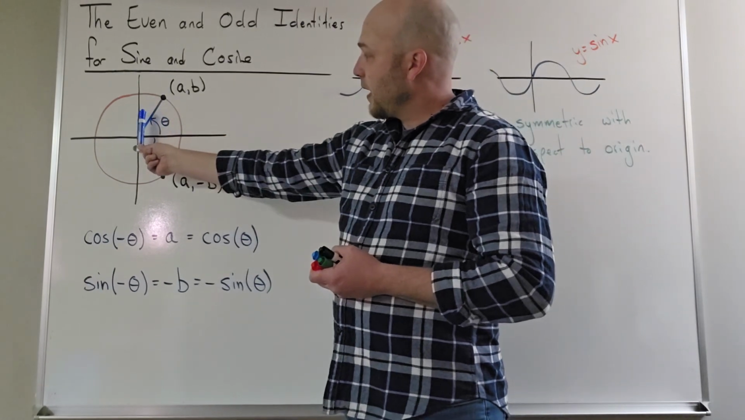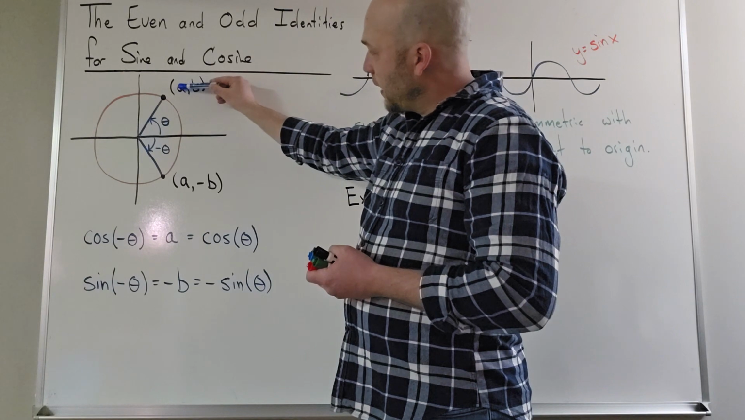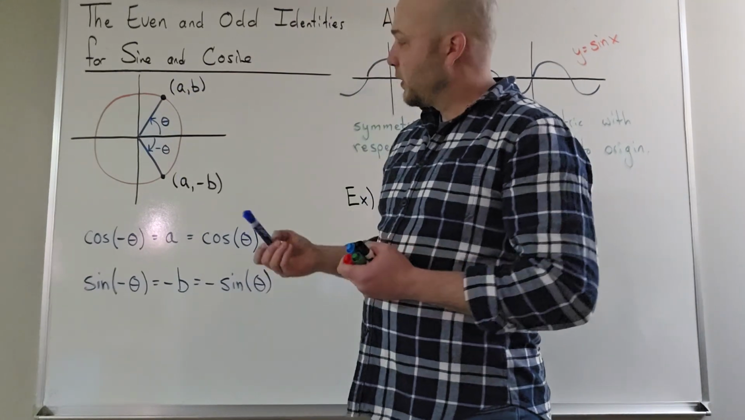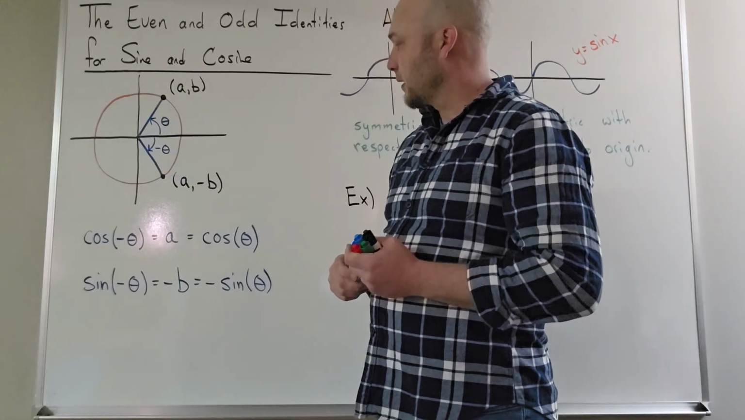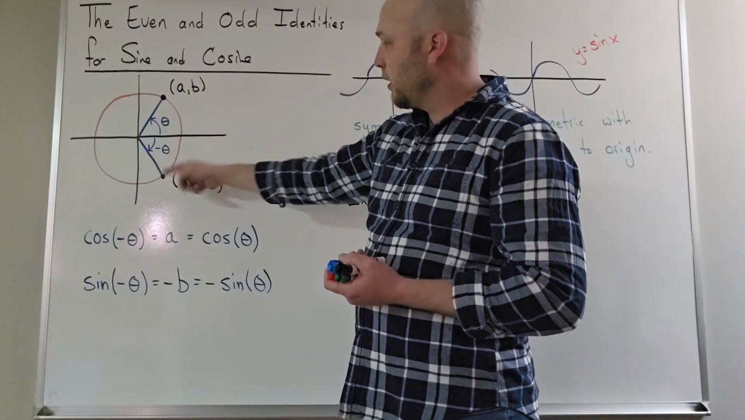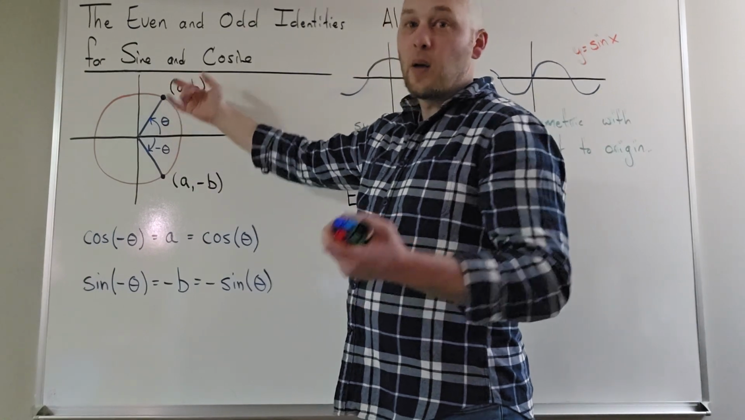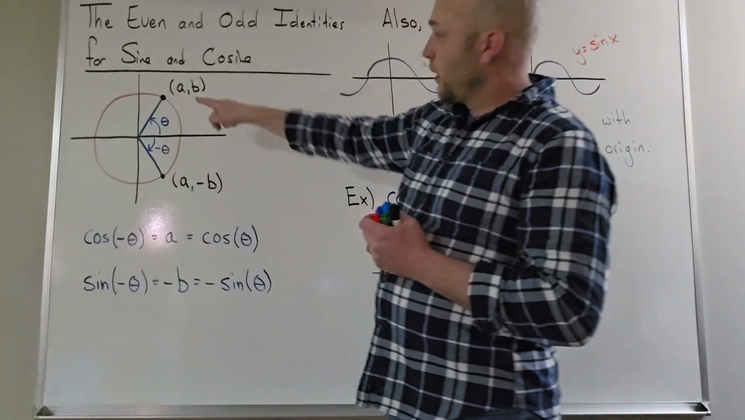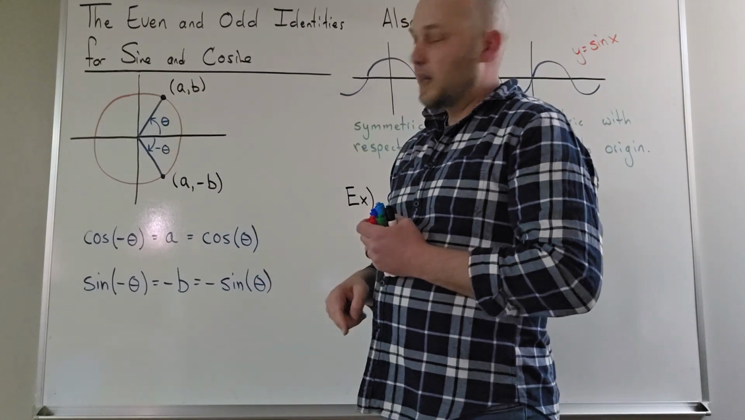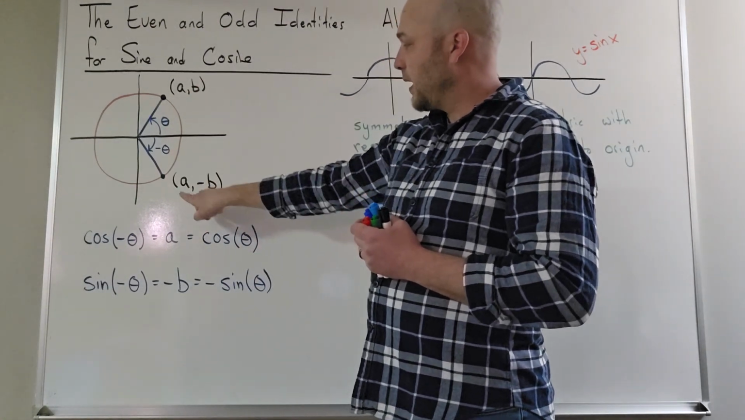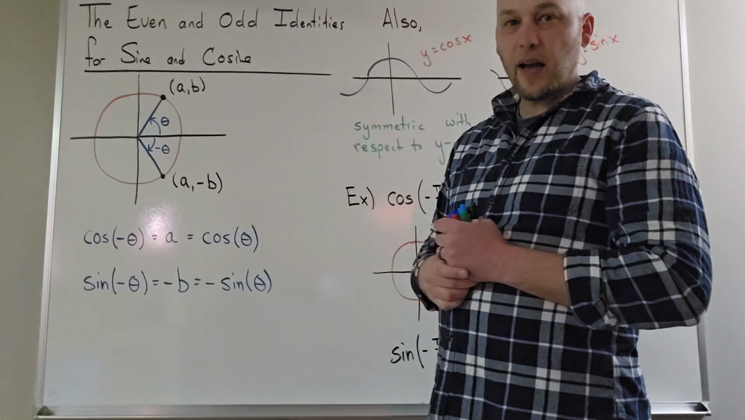We can see that the horizontal distance did not change, so therefore the x-coordinates match, but the y-coordinates would be a reflection in the x-axis, which means that this point here would have the same distance to the x-axis as this point does, but it's an opposite sign. So therefore, if this point is A comma B, then the point on the circle related to negative theta would be A comma negative B. All right, well, what does that say about the sine and the cosine?